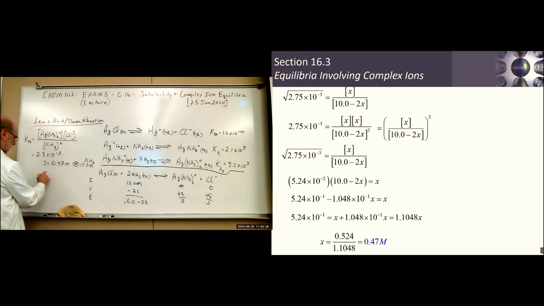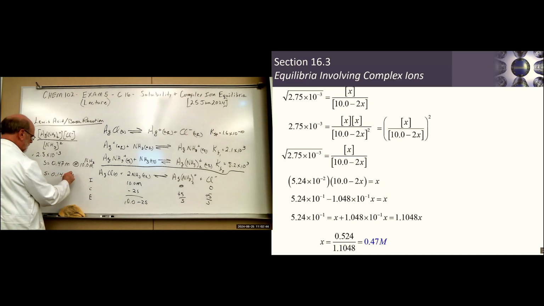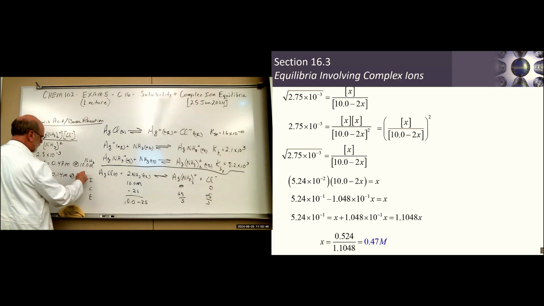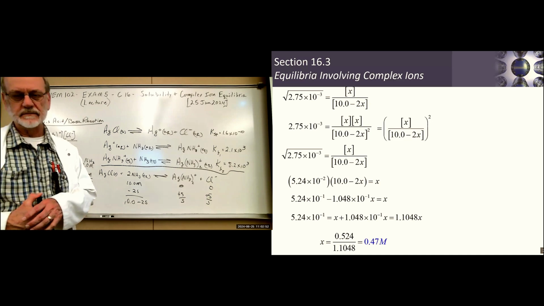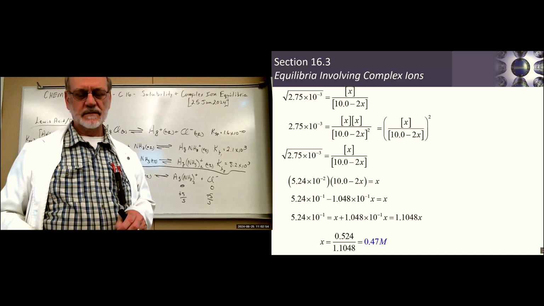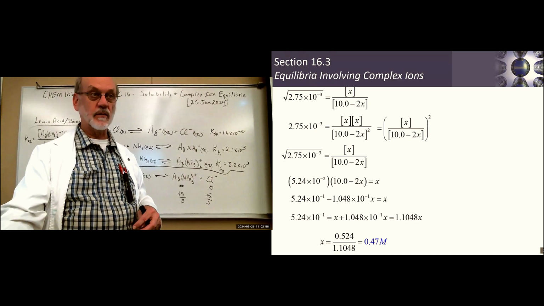And what was it for 3 molar? 0.14, I think. Wasn't it? Oh, it's not on the slide. I think it was. I think it was 0.14 molar at 3 molar ammonia. So we quadrupled our solubility by tripling, a little more than tripling, the ammonia concentration.